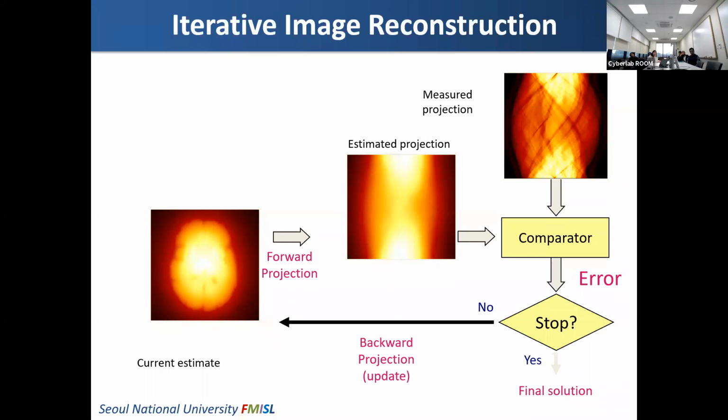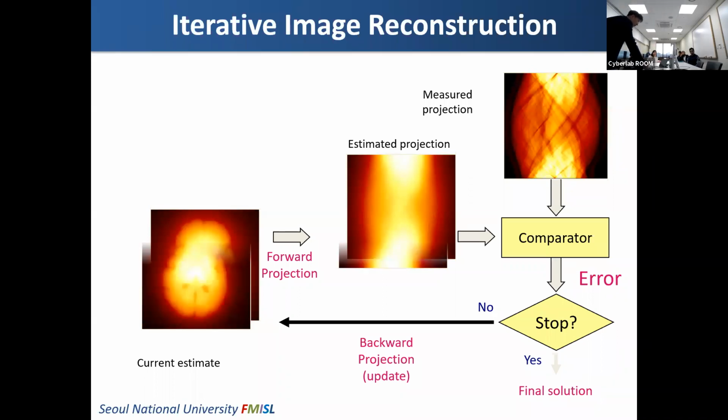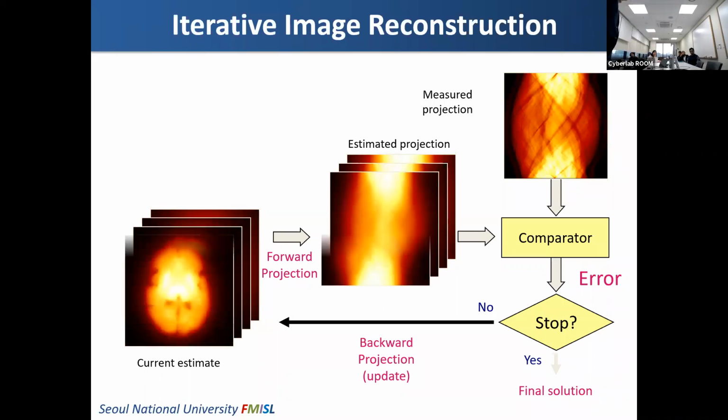So based on this error, we update the image space, then calculate the estimated position again, and compare it to the measured data and calculate the error. If the error is sufficiently small, we can finish the update. But if it has a large error, we should update the images again.